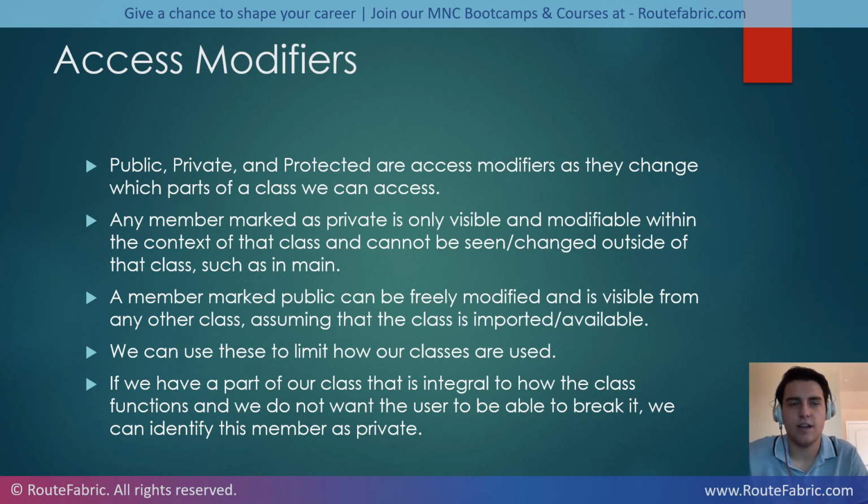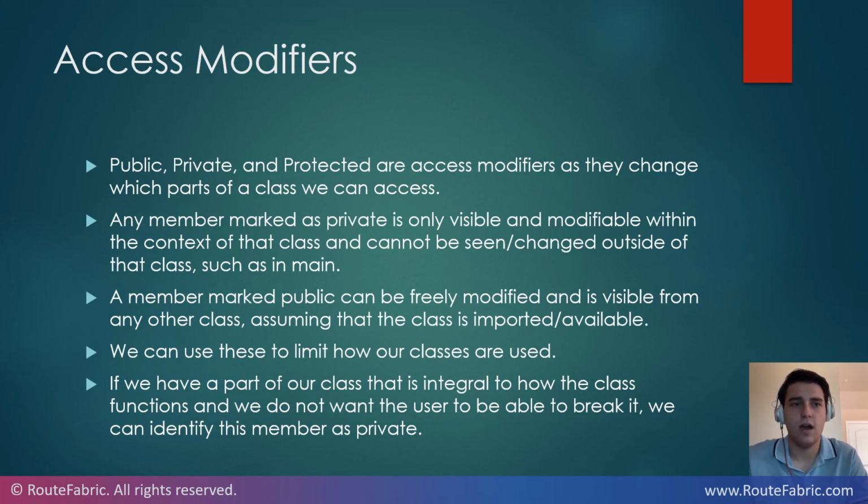Any member in our class marked as private is only visible and modifiable within the context of that class, and cannot be seen or changed outside of that class, such as in main. So if we have a class and then we have a private integer, we can't see that integer from main. We also can't try to change that integer. We're going to get an error. And then we also have the access modifier public, and any member marked as public can be freely modified and is visible from any other class, of course, assuming that class is imported or available in that context.